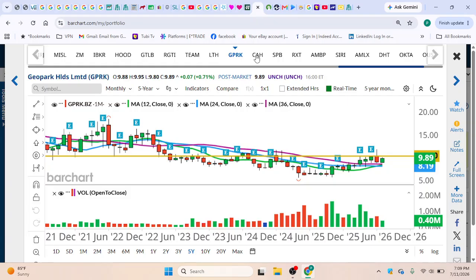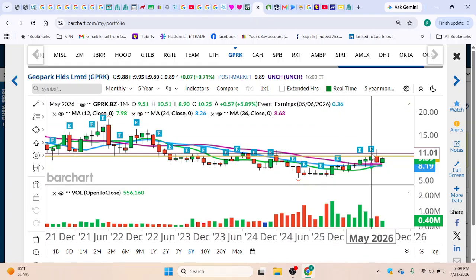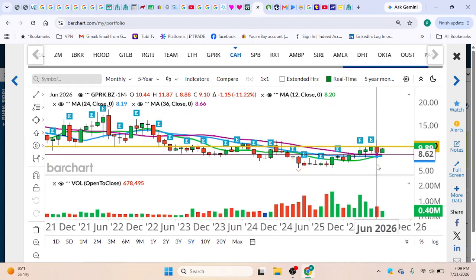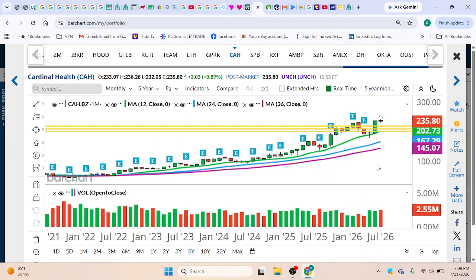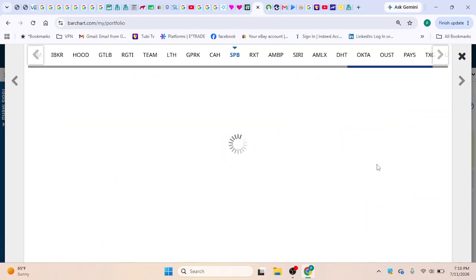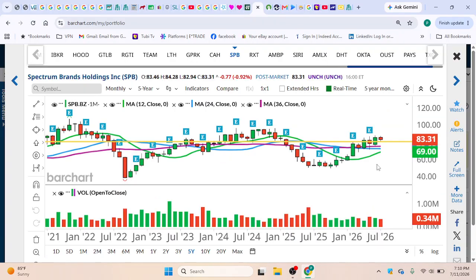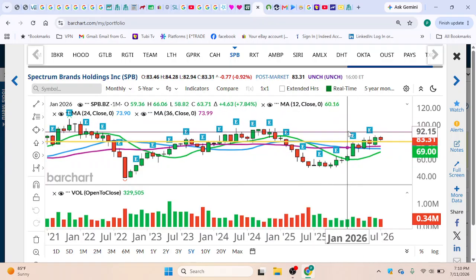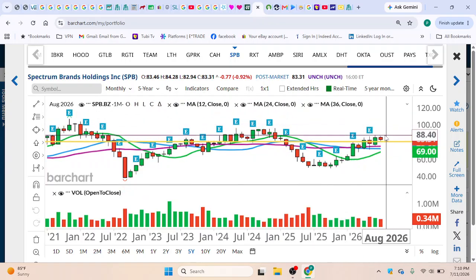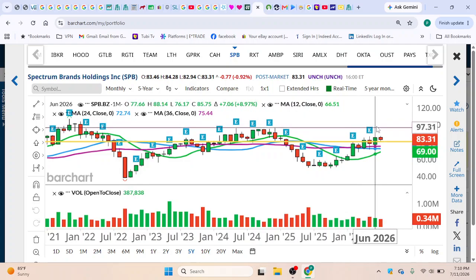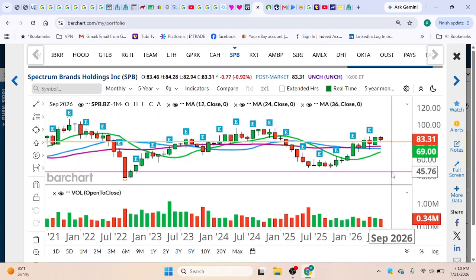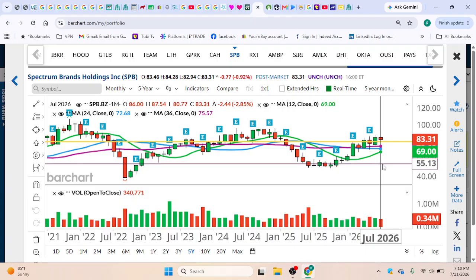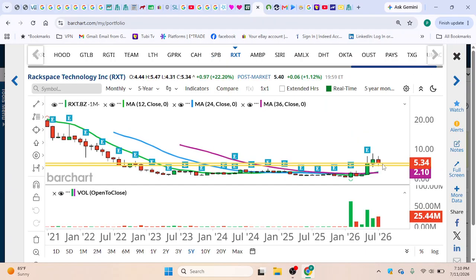GeoPark for me is just on a watch right now after this big sell-off in June. Again, Cardinal Health I'm involved in because it's making new highs and it's healthcare. And healthcare stocks have been doing pretty good the last month or two. Spectrum Brands. This one stopped me out, but it looks like it could continue up the right side, possibly up towards $100. Closed Friday at 83.31, so that's a possibility.